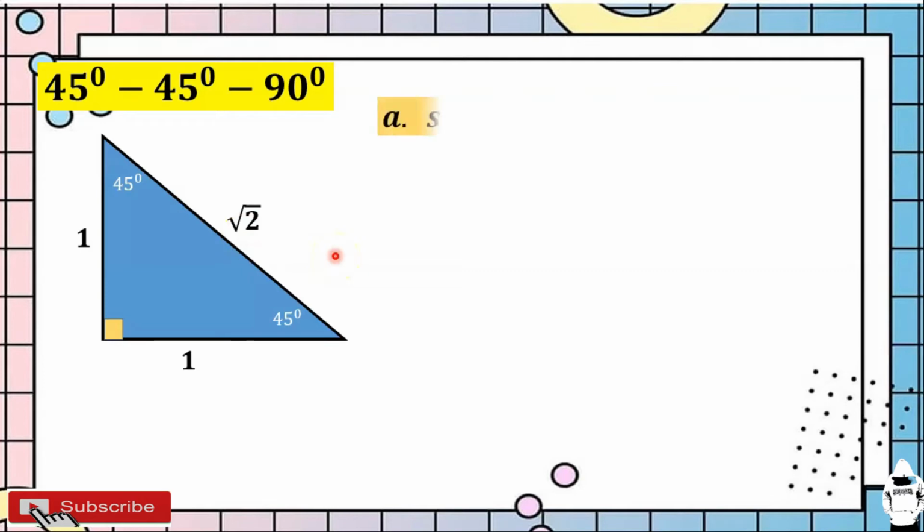So, we are going to get the sine 45 degrees. Again, we use sine 45 is equal to opposite over hypotenuse. So, kapag dito yung reference angle natin, ang opposite dyan, that is 1. And hypotenuse natin, that is square root of 2. So, we have 1 over square root of 2. Since ang denominator natin ay may radical sign, we need to rationalize this. Ano ibig sabihin ng rationalization? It is the process of removing the radical sign in the denominator.